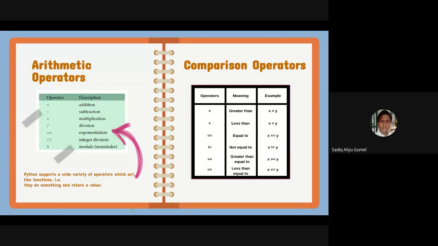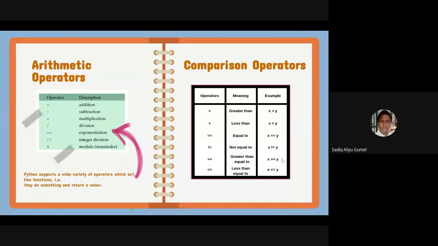This will return either true or false as boolean data. Then we have not equal to, which is represented by an exclamation mark followed by an equals sign. This condition tests whether x is not equal to y. It will also return either true or false. Then we have greater than or equal to, which is represented by a greater than sign and an equals sign. We can see here we are testing that x is greater than or equal to y.